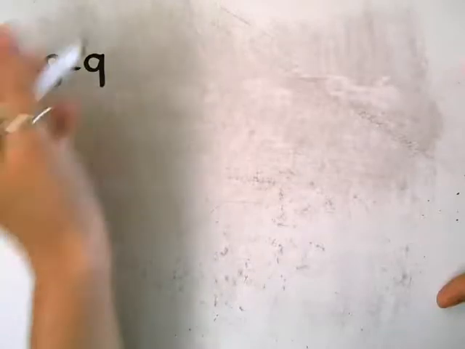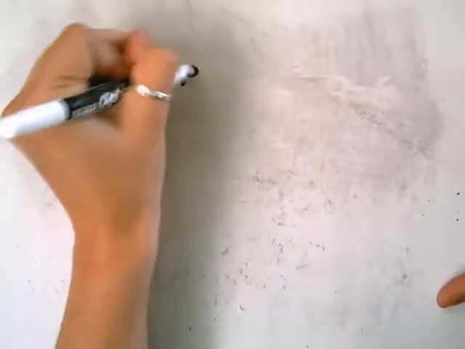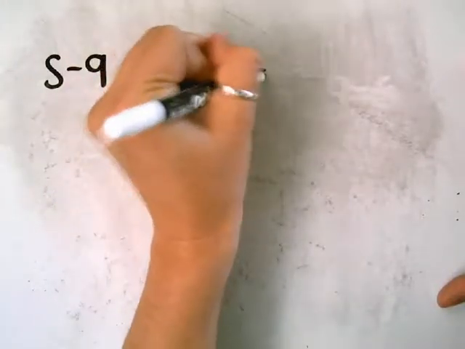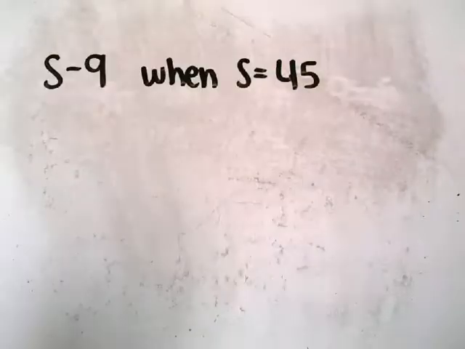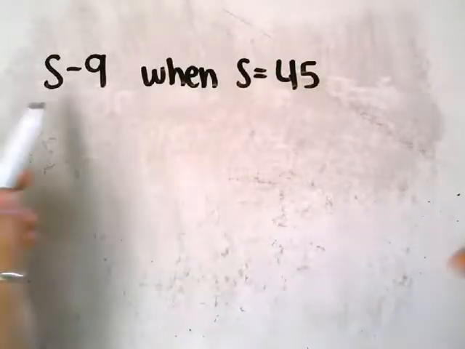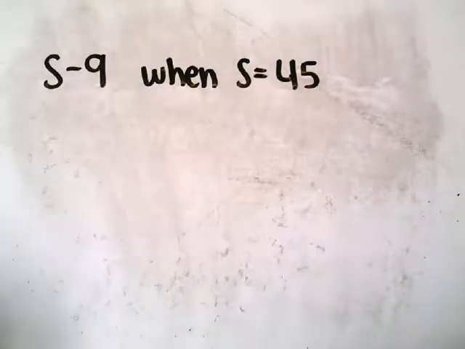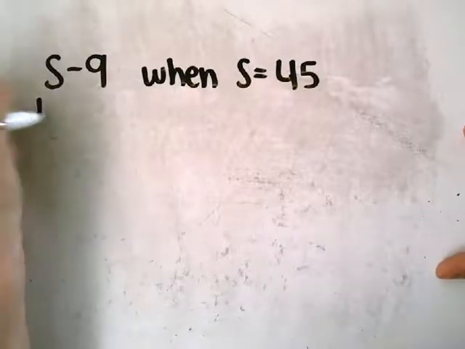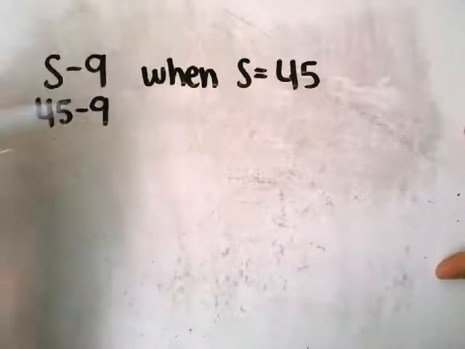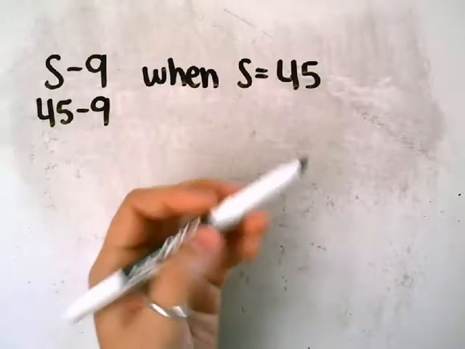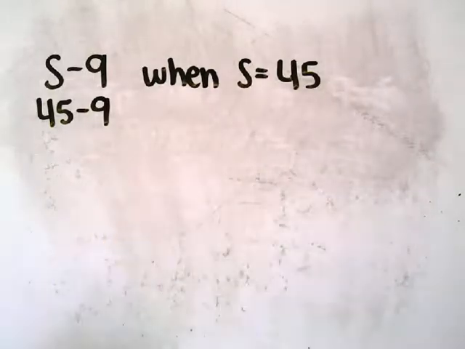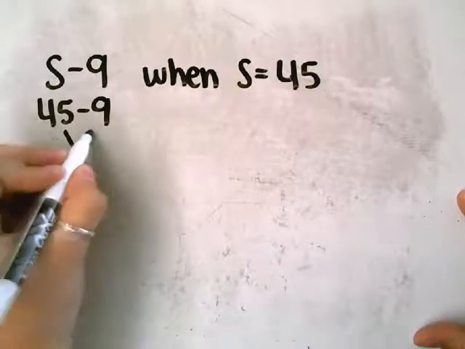So let's try this with an equation. If we have s minus 9 when s equals 45. So we have this expression here, s minus 9, and they tell you what s equals. So what we're going to do is substitute in the new value for s and rewrite the equation. So we have 45 minus 9 now. So all we did was replace s with the new value that we have for it. Now we can solve this expression. 45 minus 9 equals 36.